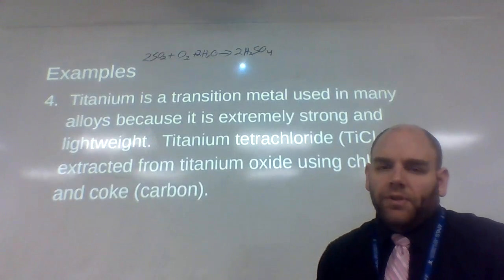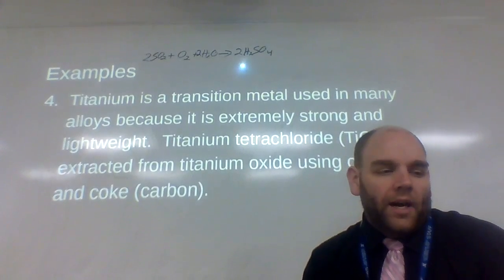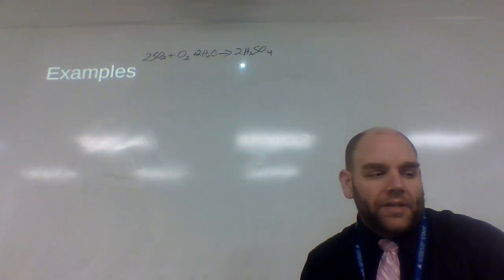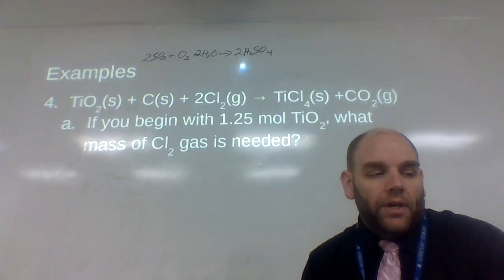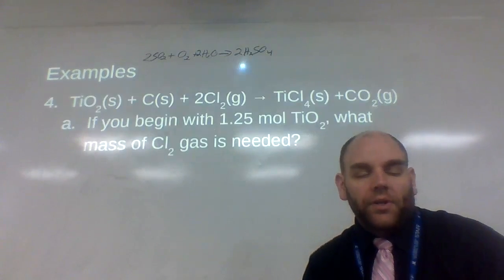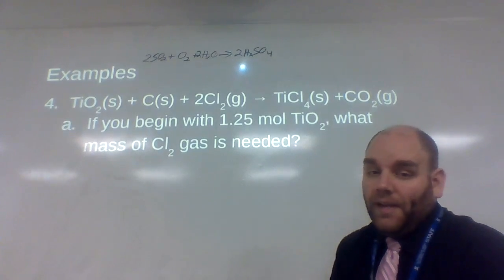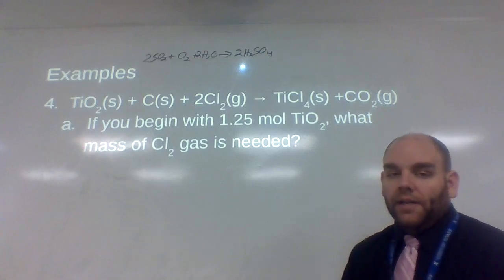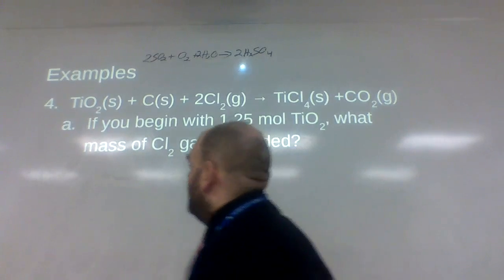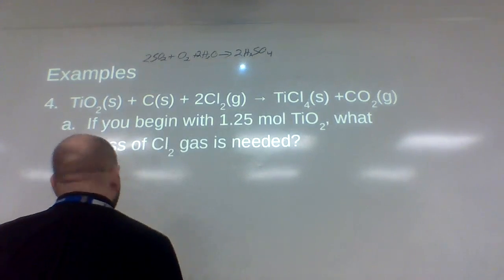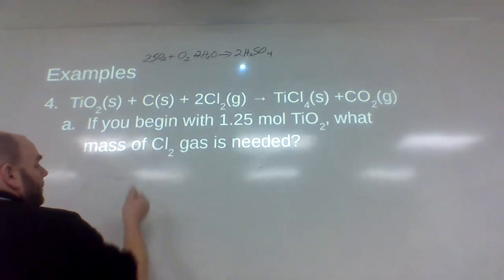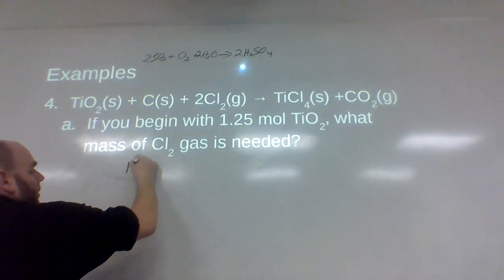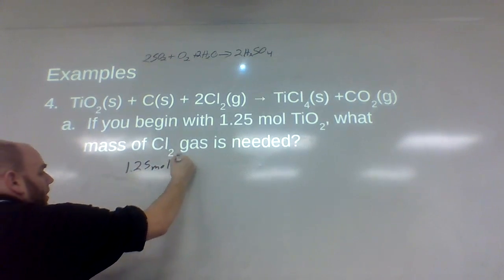All right, so we can read through the problem in number 4. It tells me all of that. I really want to go to the next slide because I actually have the equation for you. Okay, so if we take a look here, is it already balanced for us? I see numbers in there, so it's probably already balanced for us. So let's just go ahead and get started. This time, what am I actually starting with? It says I begin with 1.25 moles of TiO2. So we're going to say 1.25 moles TiO2.